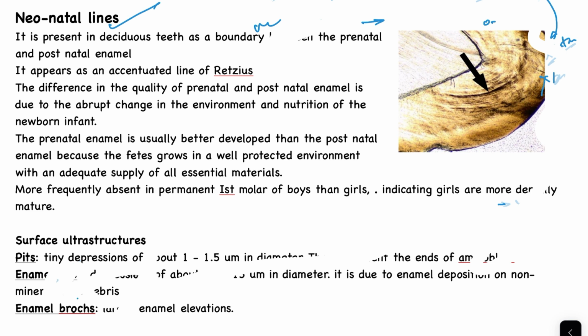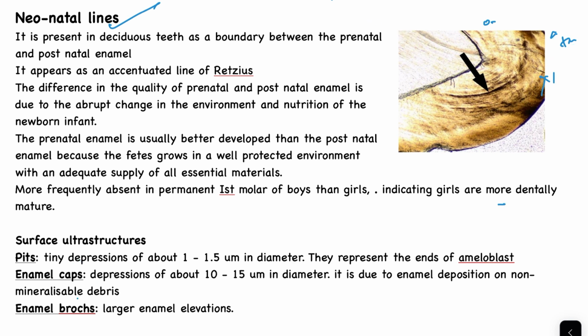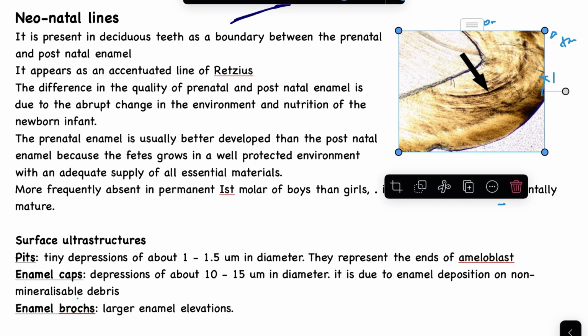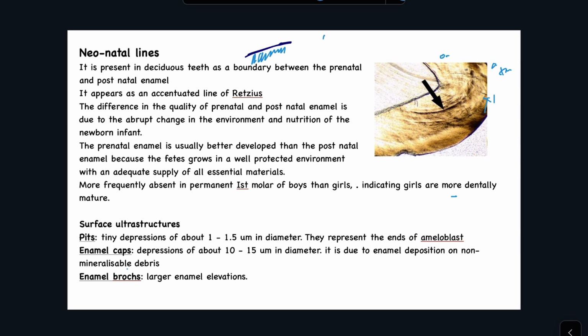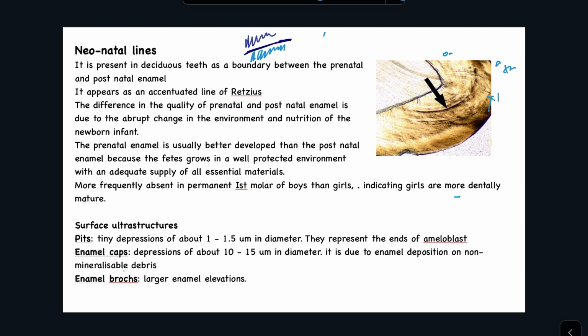Okay, so what are neonatal lines? Neonatal lines, it is a line that demarcates the prenatal and the postnatal enamel. There is some enamel that is formed before birth. This is called the prenatal enamel, and then there is some enamel which will be formed after birth. This is the postnatal enamel. This line which demarcates them, the dark brown line you can see over here, is called the neonatal line.